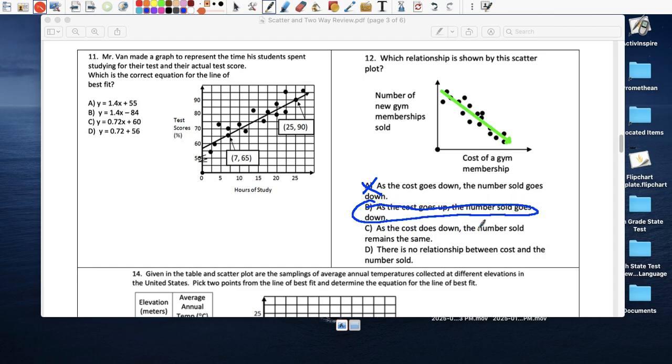Let's see C. As the cost goes down, the number sold remains the same. That's not it. There's no relation. Well, that's definitely not it. So B is our choice.